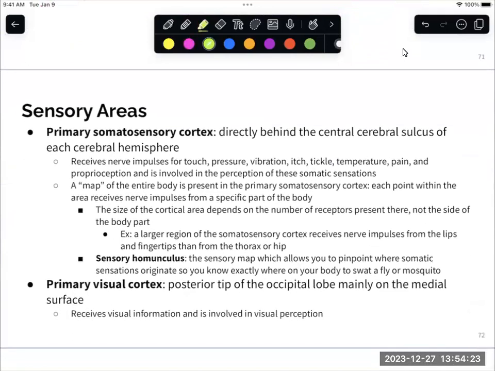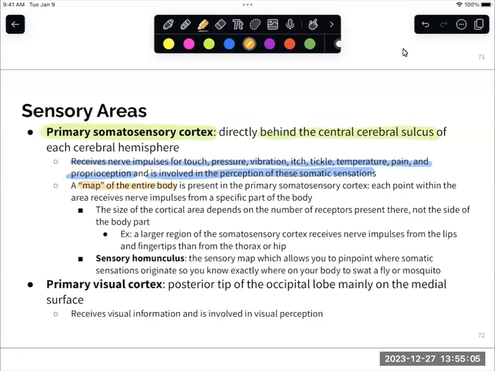So let's go into more of the cerebral cortex. We mentioned that primary somatosensory cortex. This is behind that central cerebral sulcus. We have one on the right and one on the left, and this is going to receive information for touch, pressure, vibration, itch, tickle, temperature, pain, and proprioception, and somatic sensations. We have a map of the entire body found in this primary somatosensory cortex.